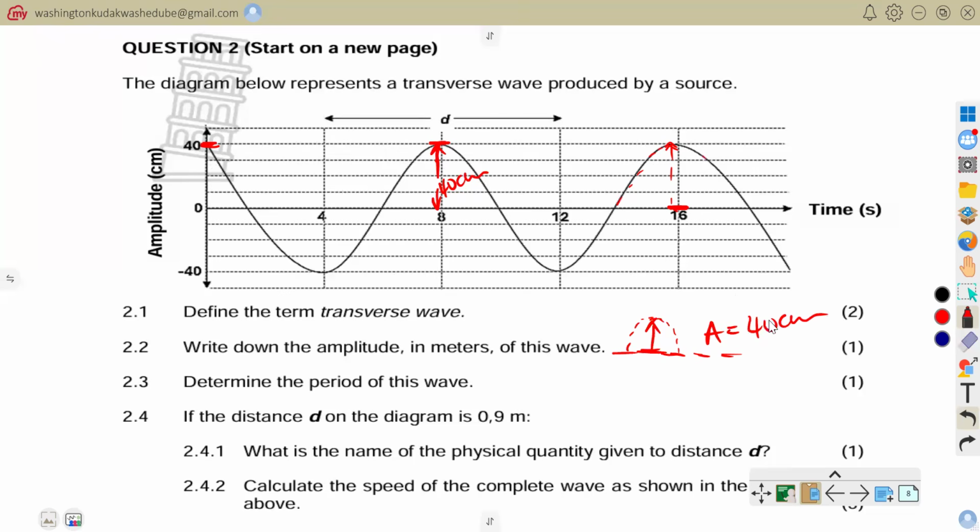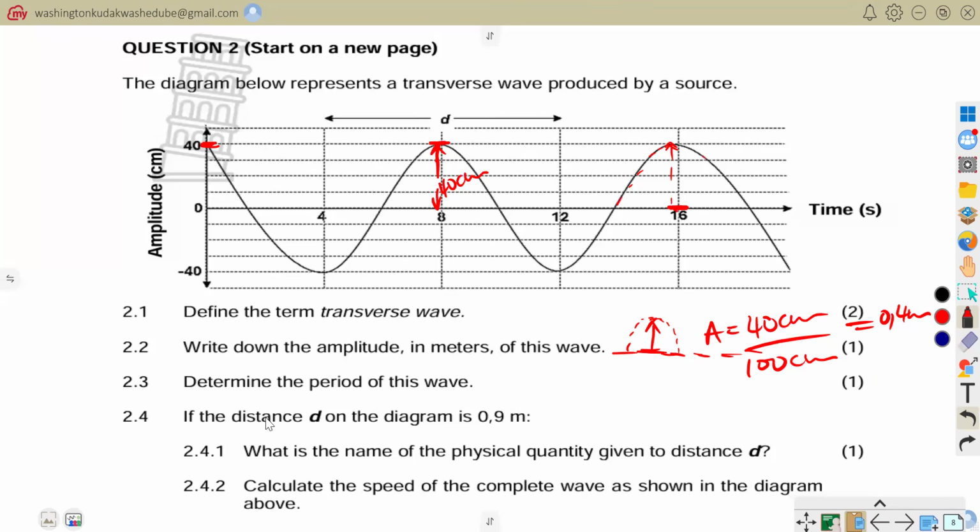But the question said in meters. So we know that there are 100 centimeters in a meter. So if you say 40 centimeters divided by 100 centimeters, you get 0.4 meters. So our amplitude here is just equal to 0.4 meters. Now the following question is saying, determine the period of this wave.